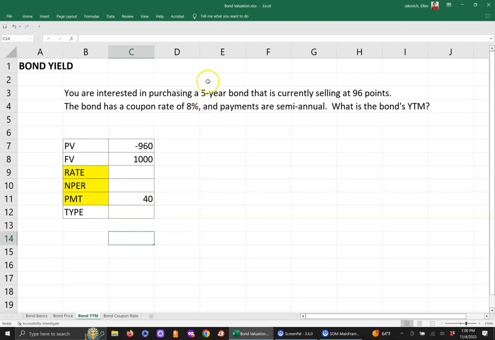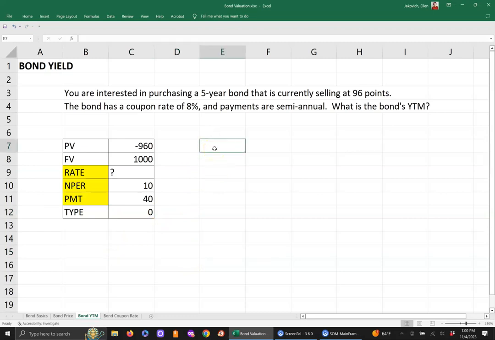It is a 5-year bond with semi-annual payments, so that is 10 semi-annual payments. And the rate is the same as the yield or the yield to maturity. So this is our question mark, what we're trying to solve for. And on bonds, type is 0. So let's solve for this. We are solving for rate.